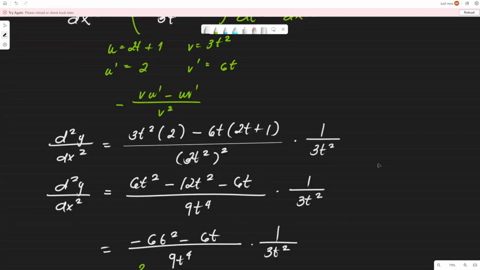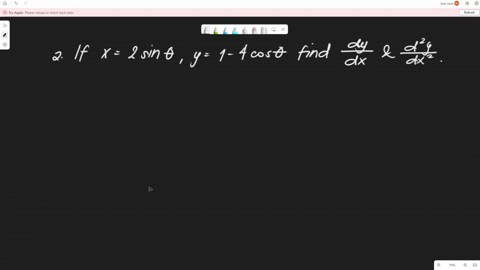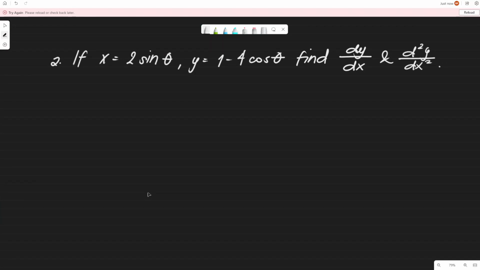Okay, so game number 2. So, if x is equal to 2 sine theta, y is equal to 1 minus 4 cosine theta, find dy over dx and d squared y over dx squared, no? So, yun yung pinapahanap sa atin. So, we have our parametric equation, x is equal to 2 sine theta.